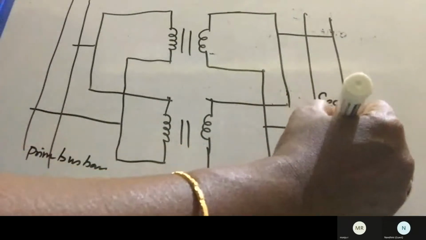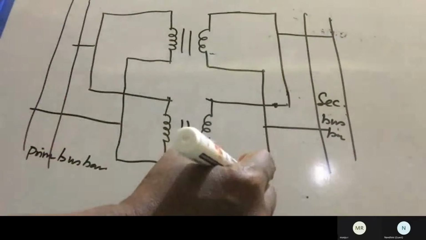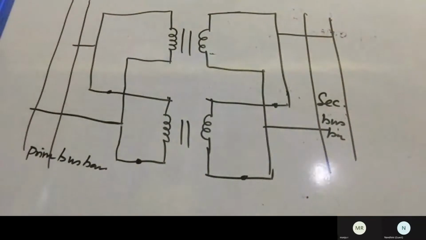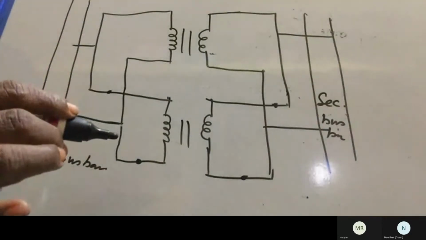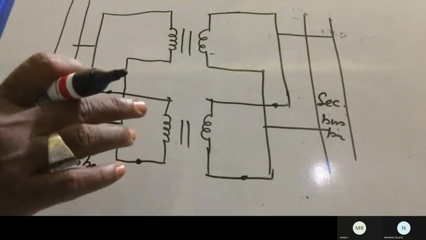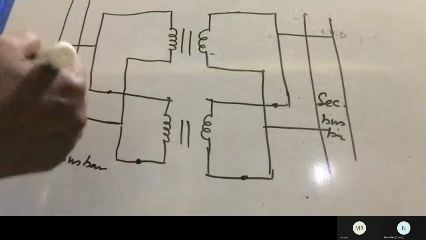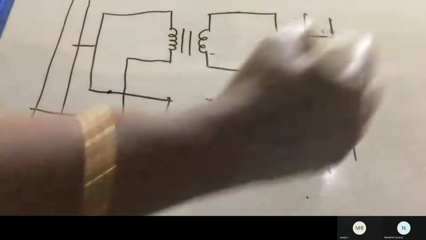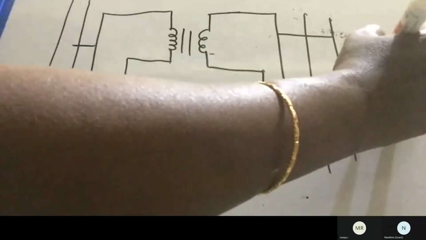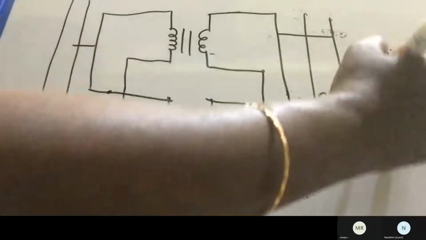Secondary bus bar. So these two will be interconnected, primary to primary as well as secondary to secondary. So what are the conditions? When we are connecting two transformers in parallel, we have to take identical transformers, that is, the rating of both transformers will be the same. First condition: the primary winding will be suited to be connected with the supply voltage.